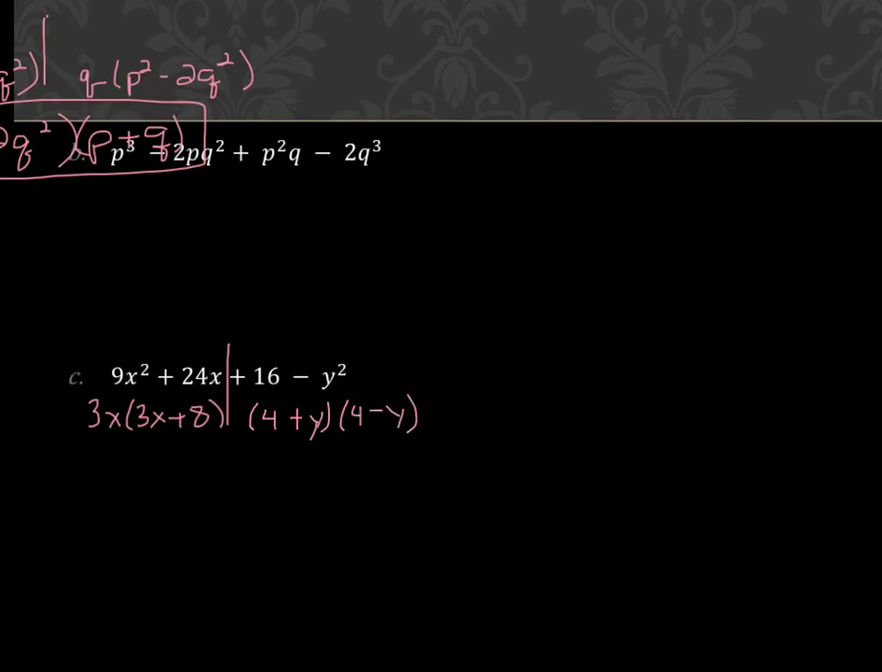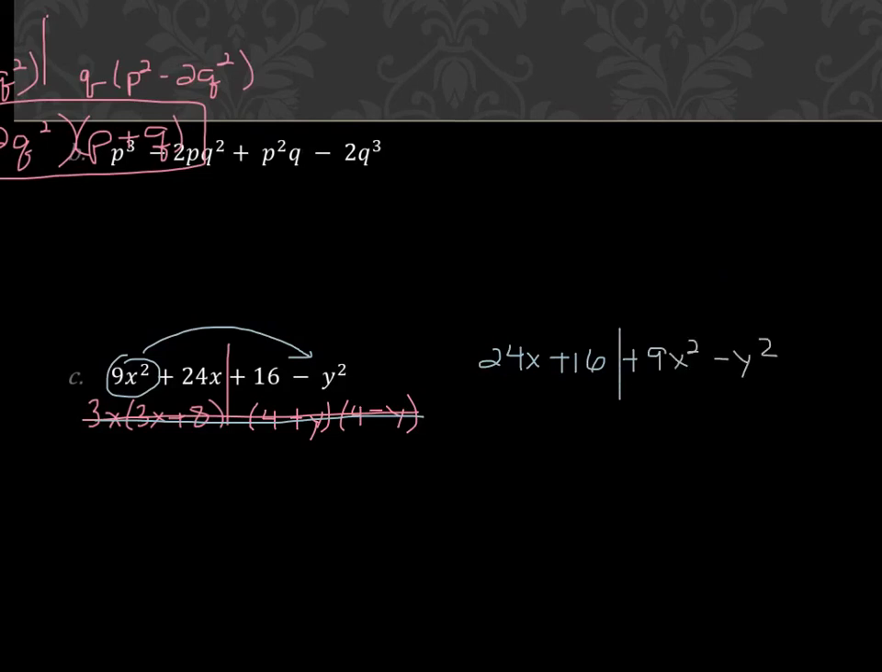Okay, now the problem with this is that they have nothing in common. So I'm going to scratch that and regroup it. So notice that also 9x squared is a perfect square, so I'm going to regroup that with the y squared. So I'm going to rewrite it as 24x plus 16 plus 9x squared minus y squared, and try this grouping instead.